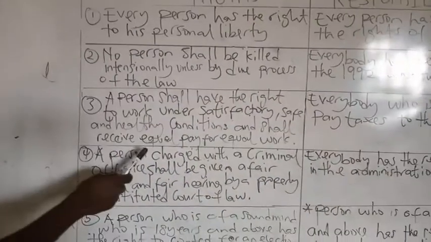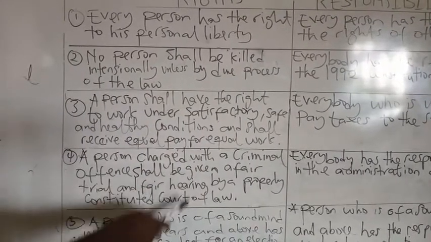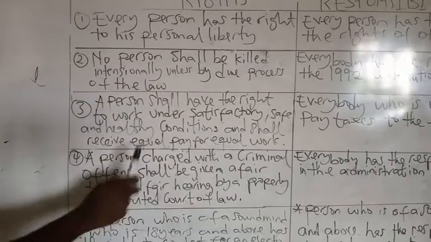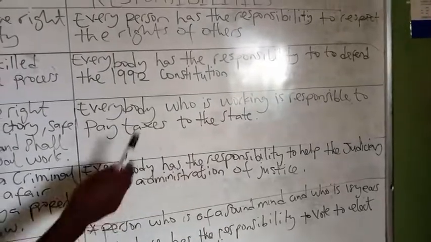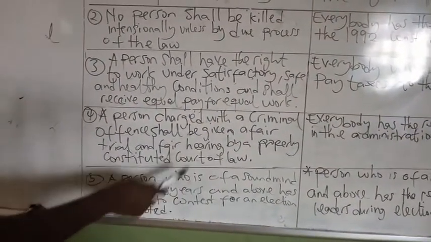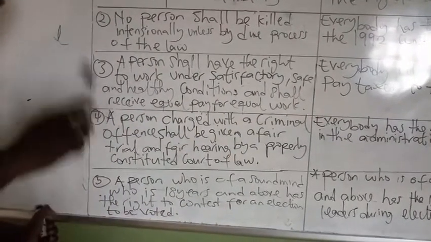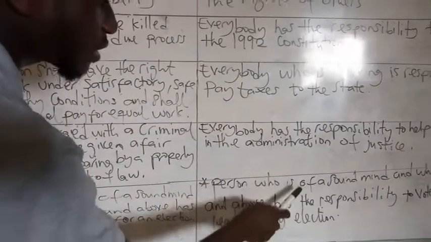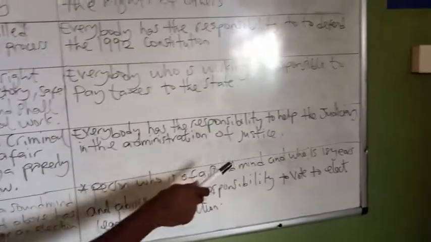The fourth one, a person charged with a criminal offense shall be given a fair trial and fair hearing by a properly constituted court of law. Everybody has the responsibility to help the judiciary in the administration of justice. The last one, a person who is of a sound mind, who is 18 years and above, has the right to contest for an election to be voted. And a person who is of a sound mind and who is 18 years and above has the responsibility to vote to elect leaders during election.